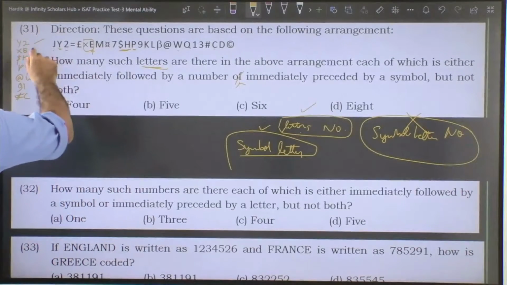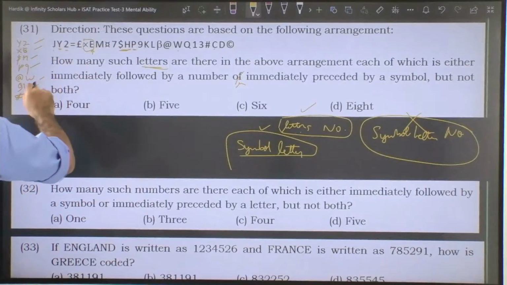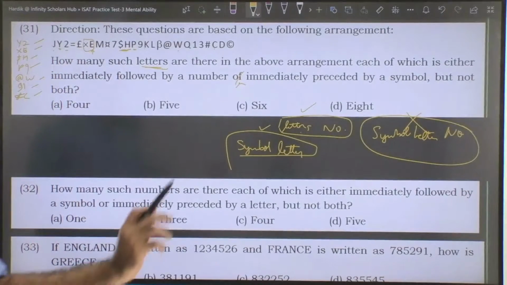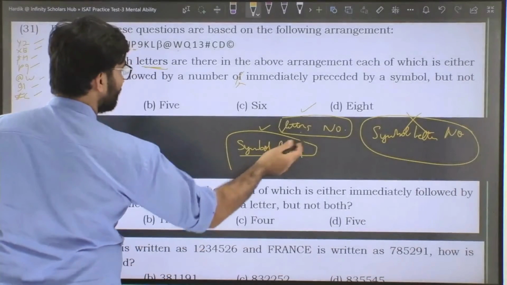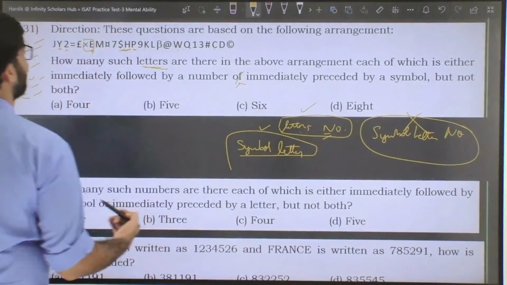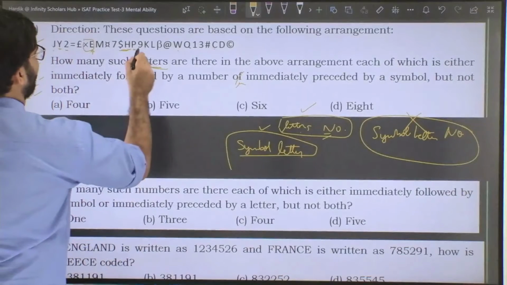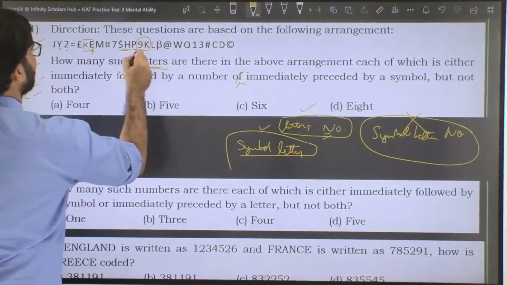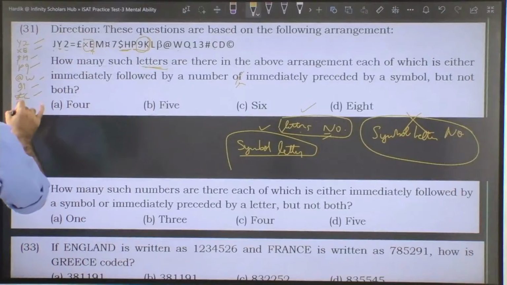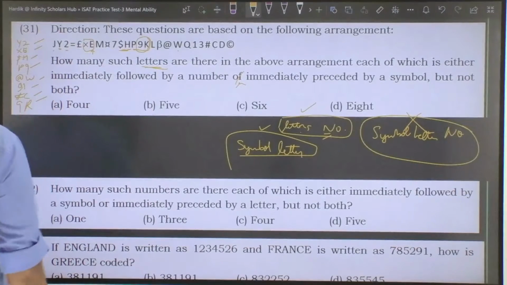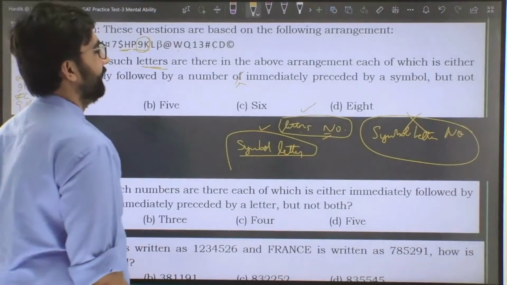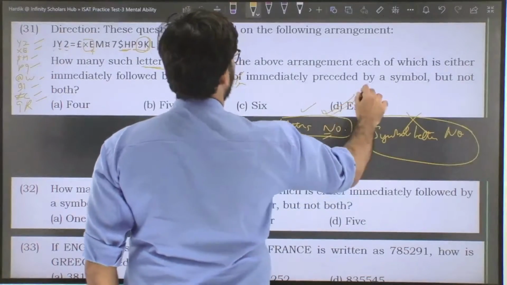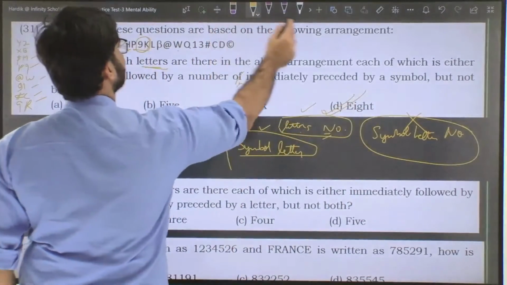So they are 1, 2, 3, 4, 5, 6, and 7. Okay. 7. One more thing. Yes, one more thing. See, number can also be considered as a symbol. So over here, where we left this K and 9, this pair also has to be considered. So if we consider 9 and K, then our answer will be what? Then the answer will be 8. So option number D, 8 is the correct answer.